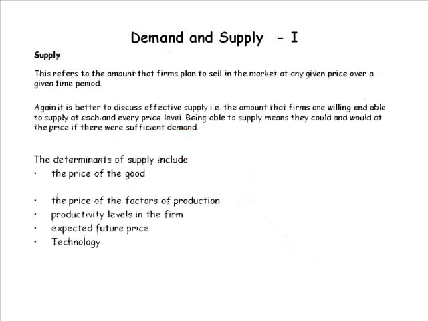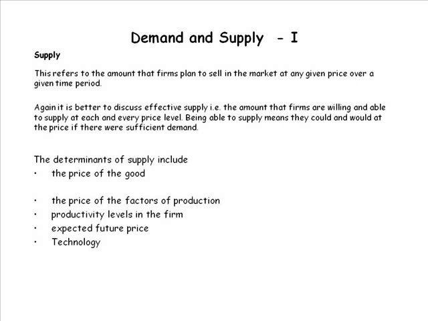We're now going to turn to the supply curve. Now this refers to the amount that firms plan to sell in markets at any given price over a particular time period. And yet again, it's better to discuss what we call effective supply, that is, how much firms are willing and able to supply at each and every price level.